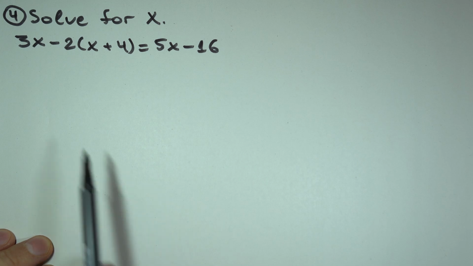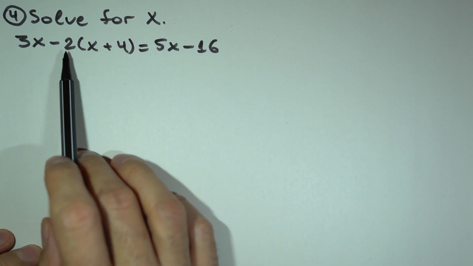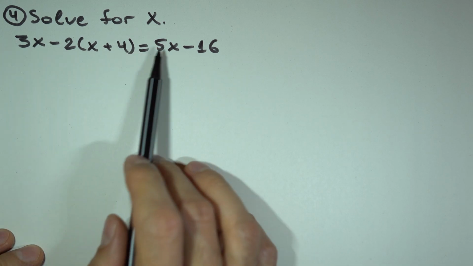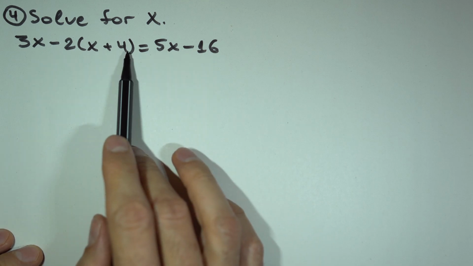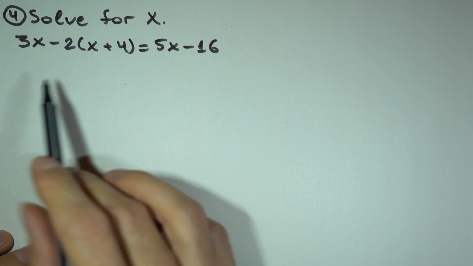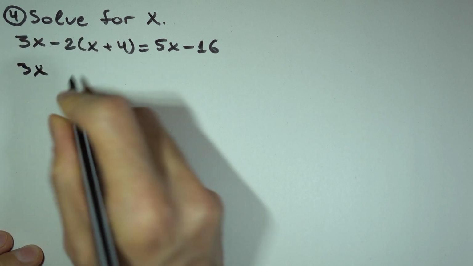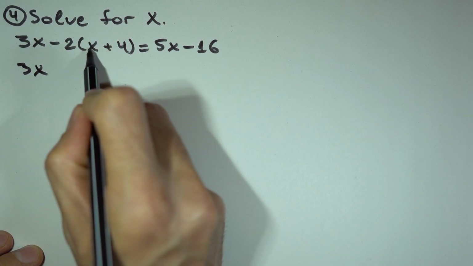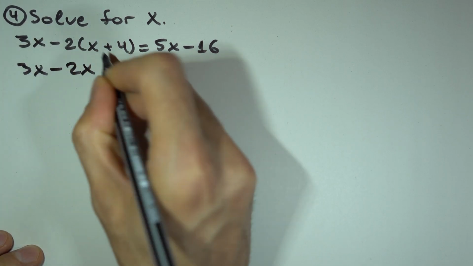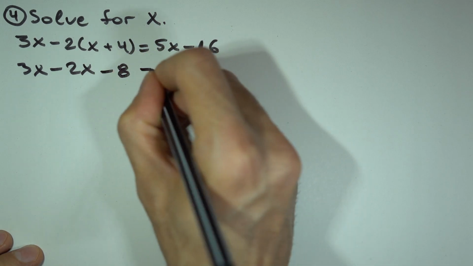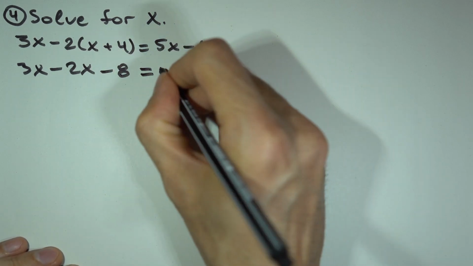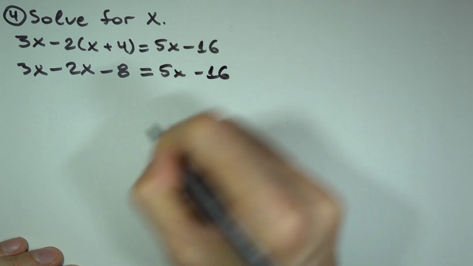Problem number 4. Solve for x. 3x minus 2 times x plus 4 equals 5x minus 16. Again, we have some brackets to deal with. So this is what we're going to start with. We have 3x, which remains, and then we have minus 2 times x, which is minus 2x, and then we have minus 2 times 4, which is minus 8, and on the right-hand side we have 5x minus 16.